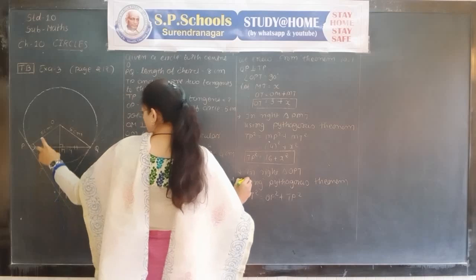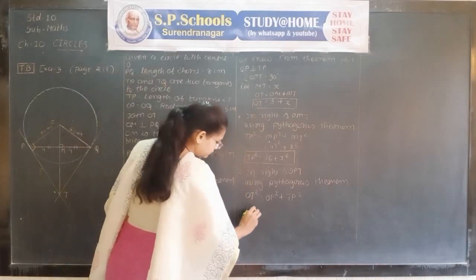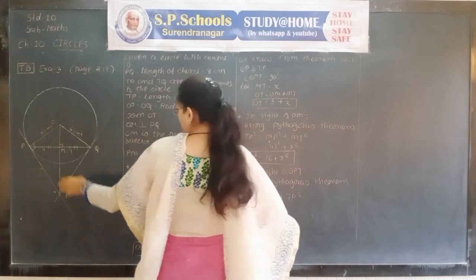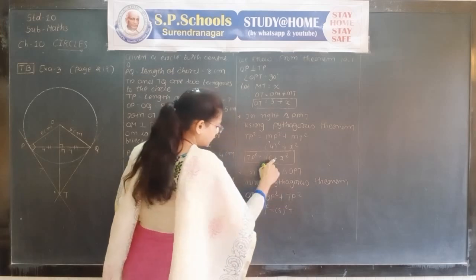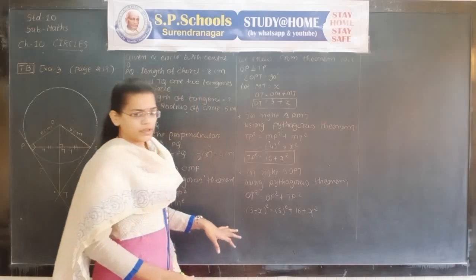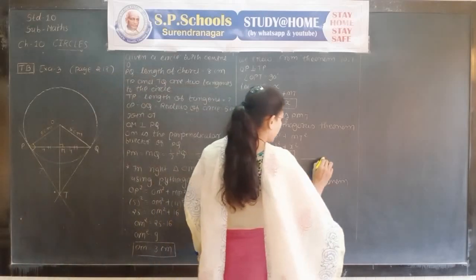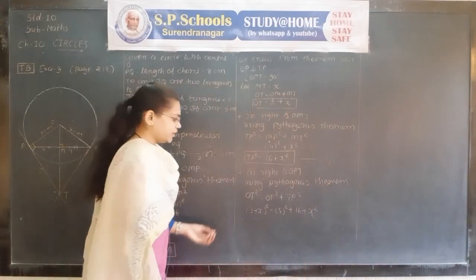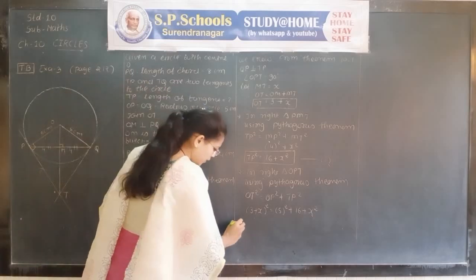Now OT is equals to 3 plus x, and OP is equals to square root of 5. For TP, instead of TP square, write 16 plus x square. From here we have to obtain x first, then we substitute the value of x in our result number 1 and we get TP square. By finding the square root of TP square, we get length TP.